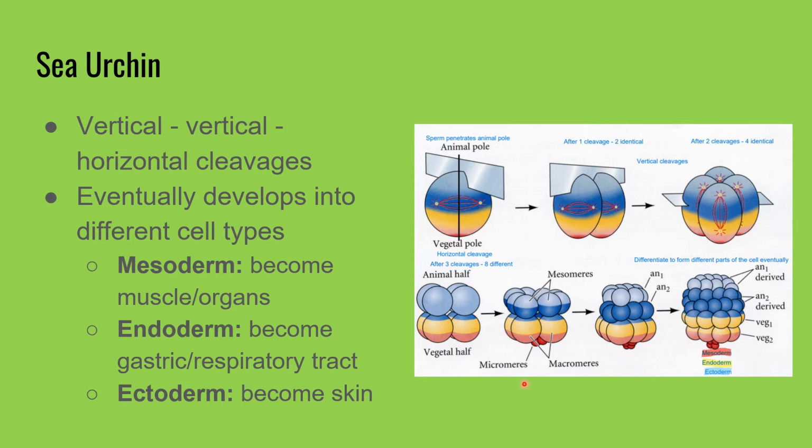And then, while I remember, another thing I used to remember for micromere going with the mesoderm, I just think meso, like the mesoderm, meso middle, so the middle child, and then micromere, like micro small, so you think the middle child is going to get the least amount of love. Yeah, and then eventually this mesoderm is going to become your muscle and organs, so just think meso, muscle. Your endoderm is going to become your gastric and respiratory tract, and then your ectoderm is going to become your skin.